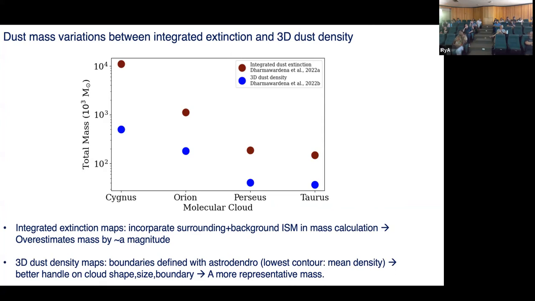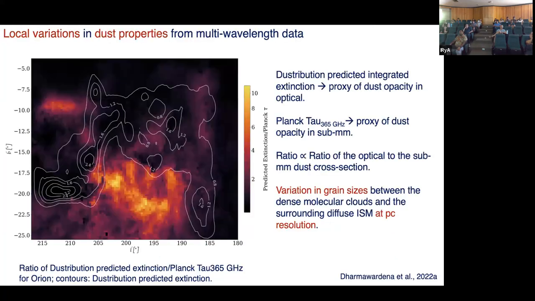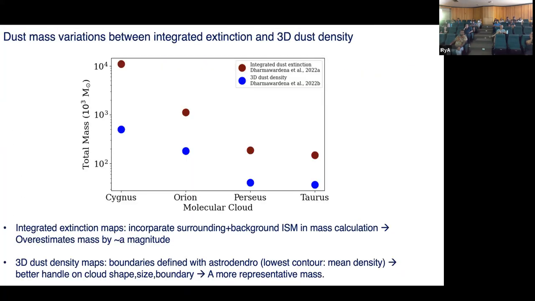And then this plot is sort of, here what we have is total mass in the molecular cloud. In red, we have the integrated dust extinction. So you have a cube, collapse it down, and then you measure your dust masses, right? Then in blue, you take the same dust cube, you separate out your molecular cloud component with Astrodendro in 3D, then you measure the dust mass. So what we're seeing is this massive difference between the two measurements. It's almost an order of magnitude off, especially in the larger clouds like Cygnus.